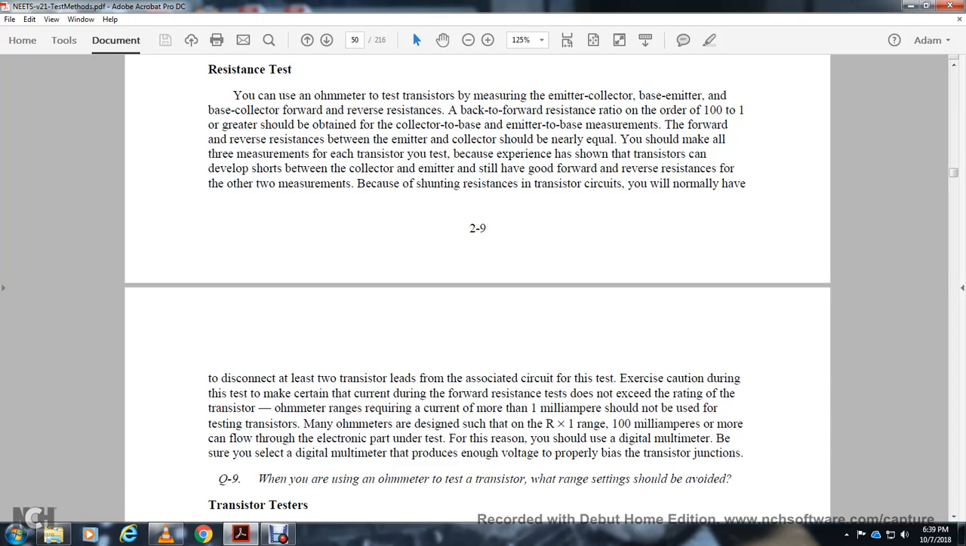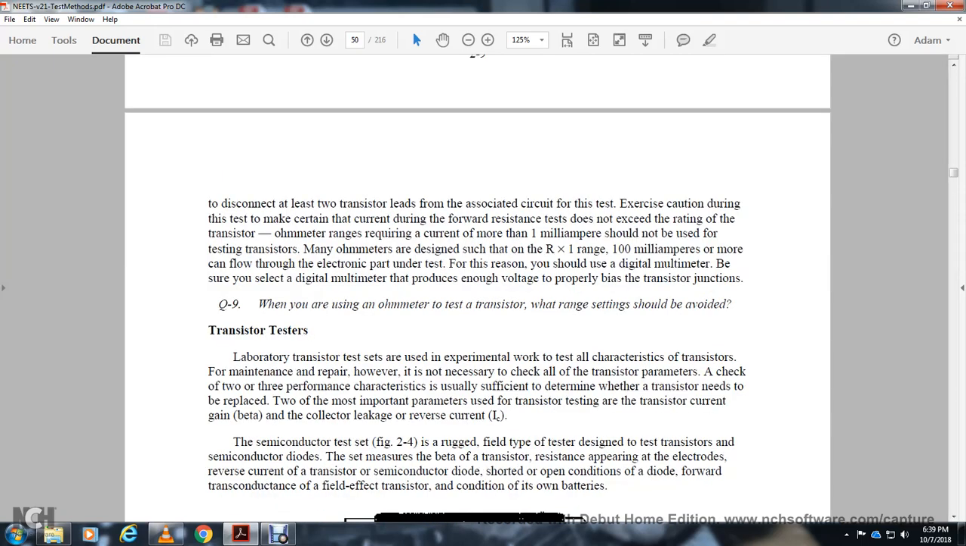Many ammeters are designed with a times 1 range of 100 milliamps or more for the resistance part of the test. For this reason, you should also use a digital multimeter. Be sure that the digital multimeter you select produces enough voltage to properly bias the transistor junction. Transistor tests: laboratory transistor tests are set up for experimental work with the tested characteristics of the transistor for the main repair.